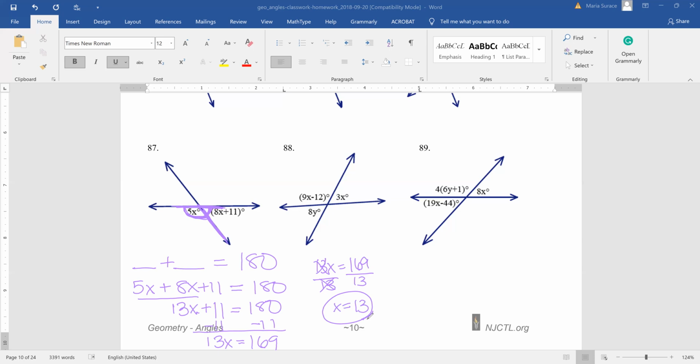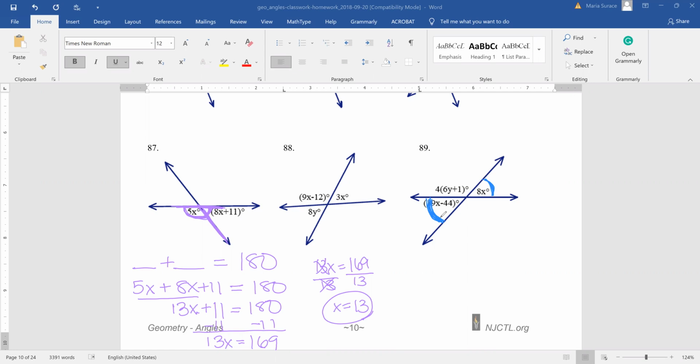So let's try, if I look at 8x and this angle, 4 times 6y plus 1, that's not going to help me because there's two different variables there. I'm not able to solve equations that have two different variables. I need the same variable. So which of these expressions have the same variables? 8x and 19x minus 44. They're both using the x variable. So those are the two expressions I want to work with first together, the ones that have the same variable.